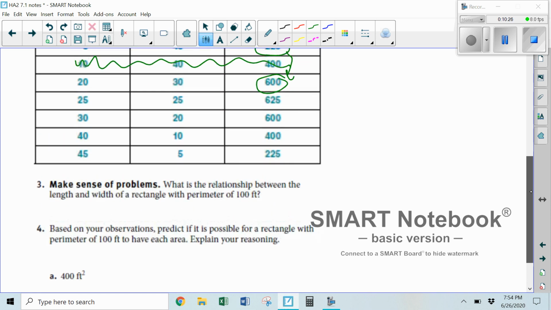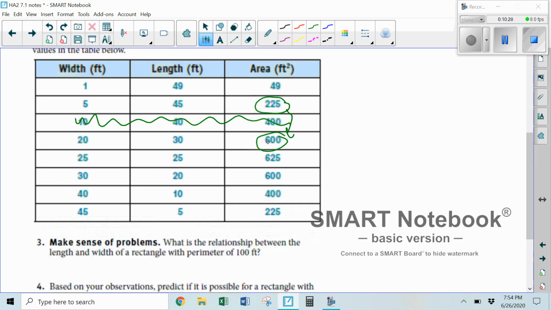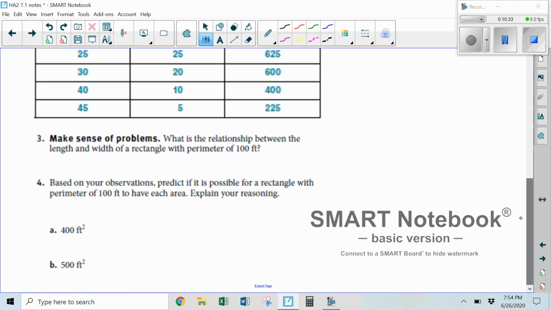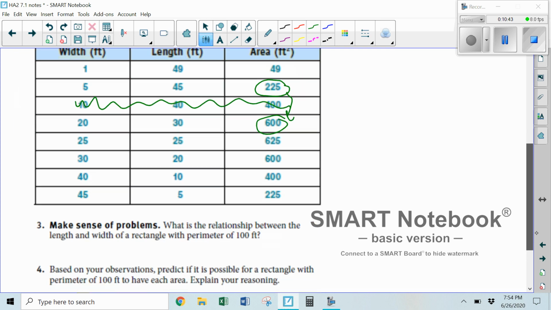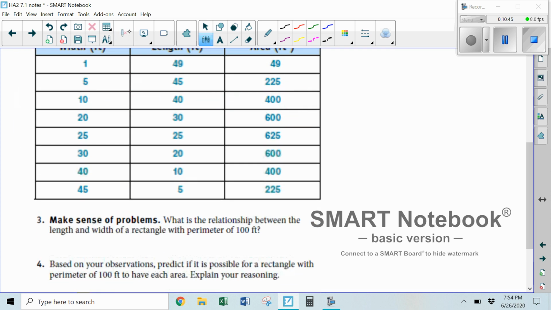Same idea with 500. If it's not in your table, but my table goes up to 600 or 625, it seems like an area of 500 would be possible. And then the next one on the following page says 700. So you can make your guess on that. My table does not go up to 700. The highest my table goes is 625, and I've got quite a variety here. I know you didn't do that many, but it doesn't go too close to 700. So I'd predict that probably that's not possible. But again, these are just your own predictions.